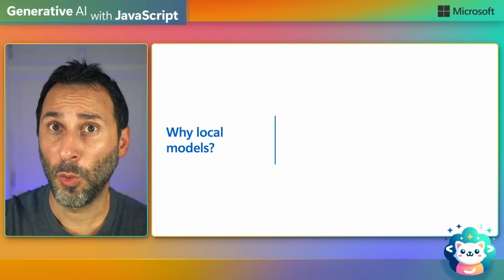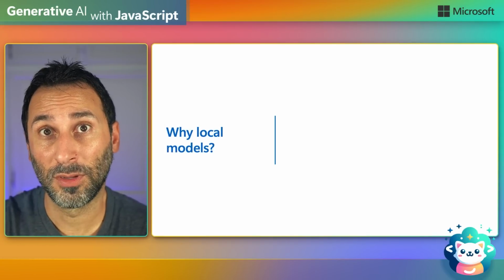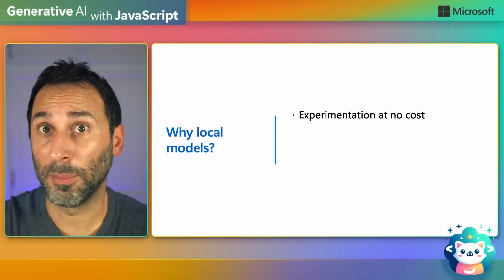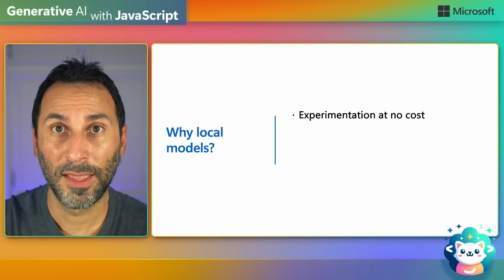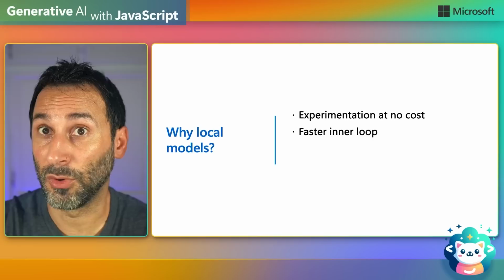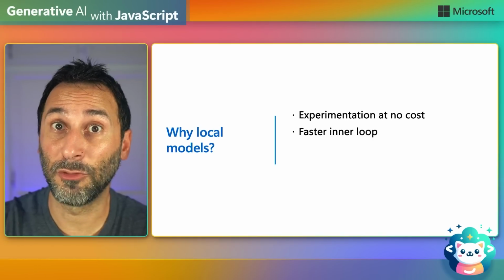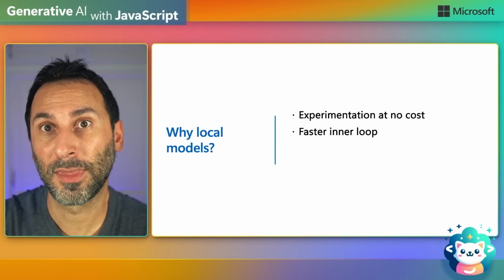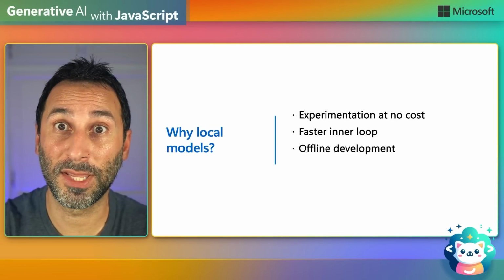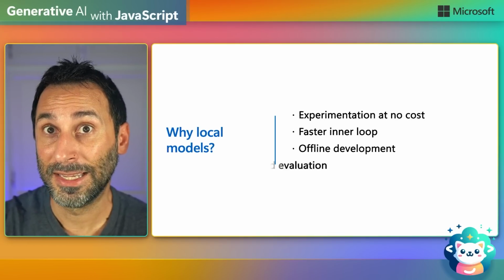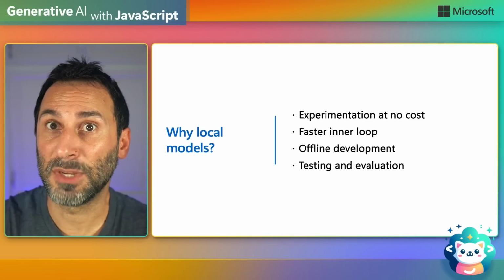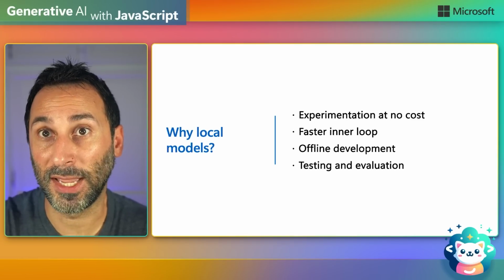But first, why use local models at all? It allows you to experiment with AI and build prototypes of your application at no cost. And because everything runs locally on your machine and you don't have to set up cloud resources and access, you can have a fast inner development loop. And also because everything's local, it means that you can develop without requiring an internet connection. It also makes the testing of your application easier and cheaper, especially when you have to evaluate your AI outputs against many different metrics.